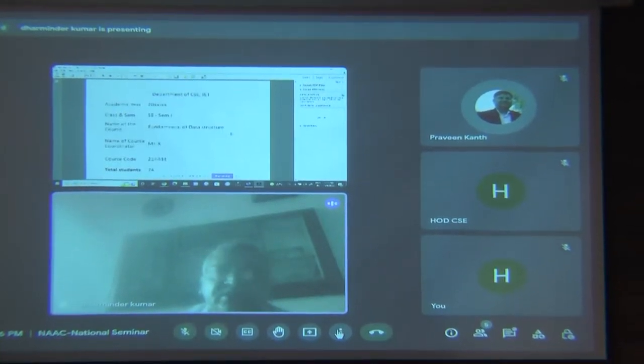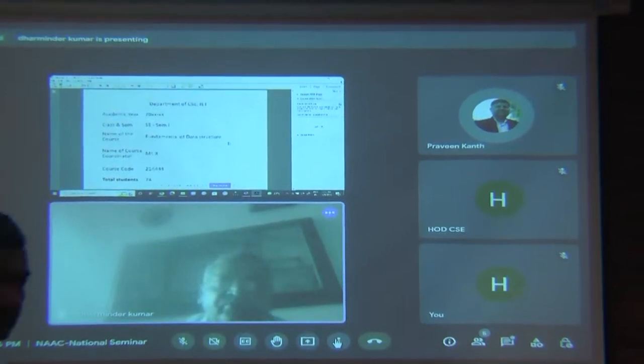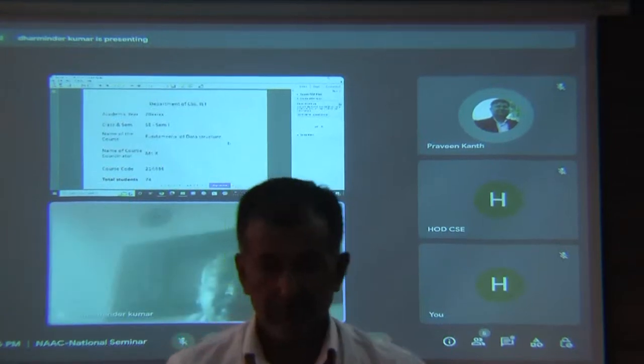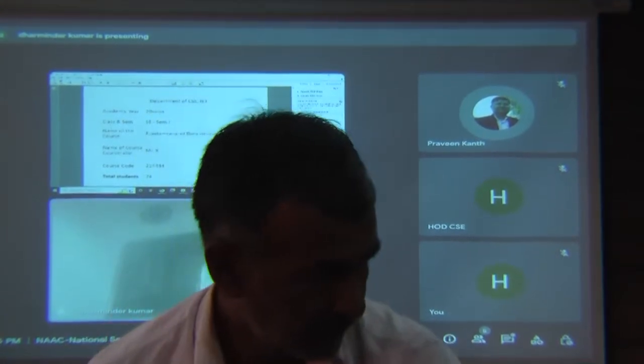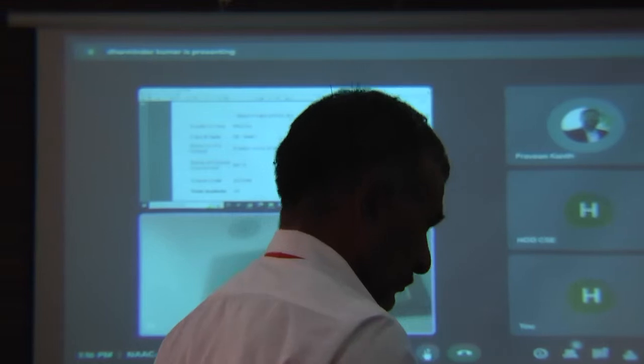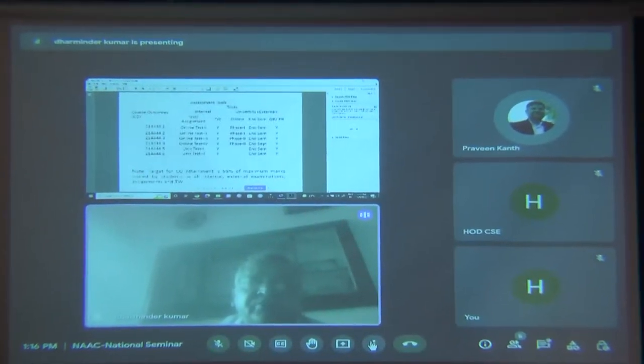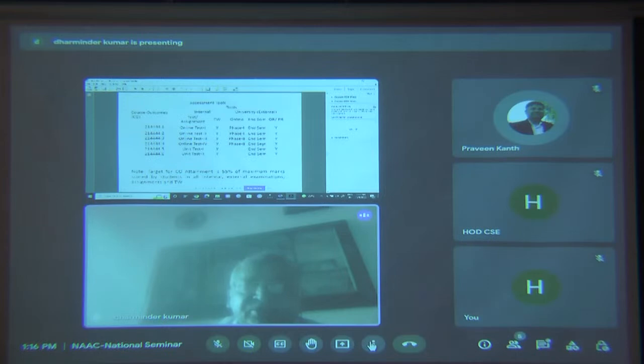Okay. So this is the way you have to devise your course plan. The academic year, the name of the department, class or semester, name of the course coordinator, course code, total number of students. Then the various course outcomes. These are the various methods by which CO1 will be evaluated: what kind of assignments, what kind of tests, like session 1, session 2, or end semester, or final semester.